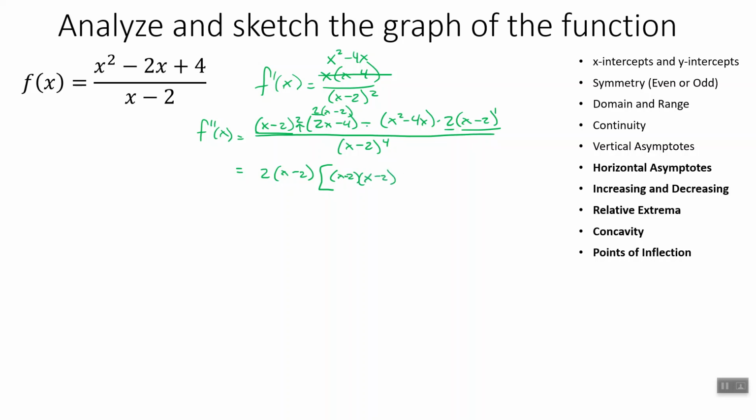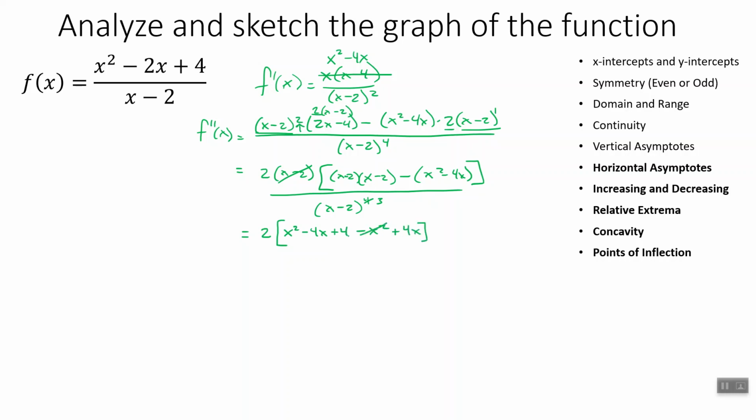My x's aren't showing up so well here. Minus, we factored out the 2, we've factored out the x minus 2, we've just got x squared minus 4x, all over the bottom to the 4th. So this x minus 2 and one of those are going to cancel and leave us with 3. So we're left with 2 times, let's see, that'll be x squared minus 4x plus 4 minus an x squared plus a 4x.